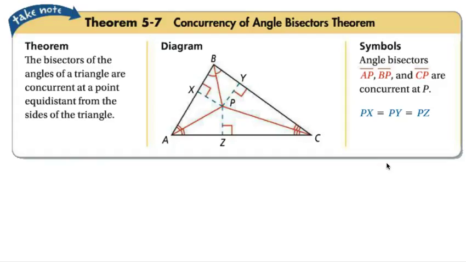So our theorem for concurrency of angle bisectors says that if we have three angle bisectors, you see each of these angle bisectors here, we have AP, BP, and CP, and they are concurrent at point P, that means they intersect at point P, then this theorem says that that point of concurrency, or the incenter, is equidistant from each of the sides of the triangle. So the blue dotted segments indicate that those segments are equal distance or equidistant from point P.